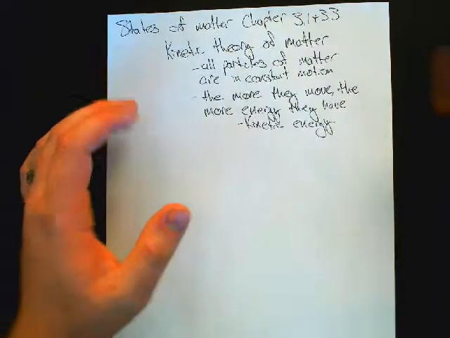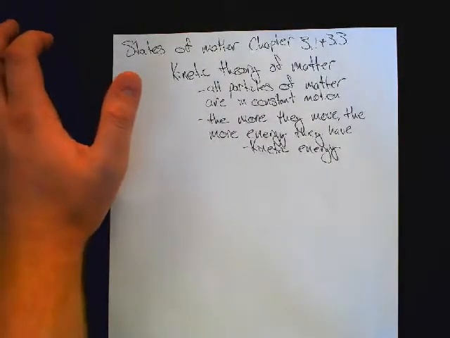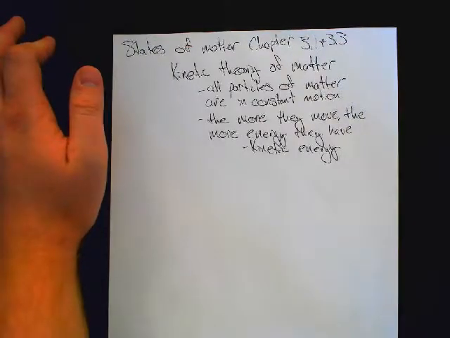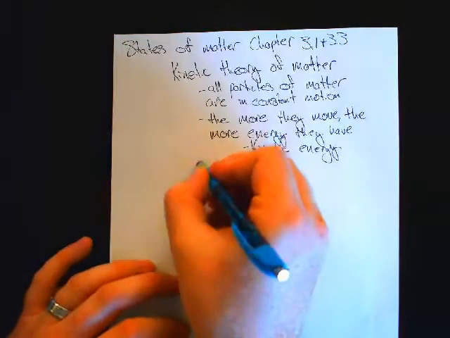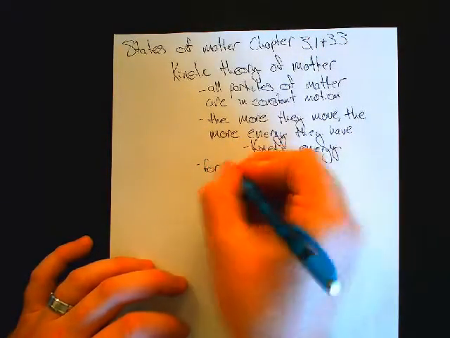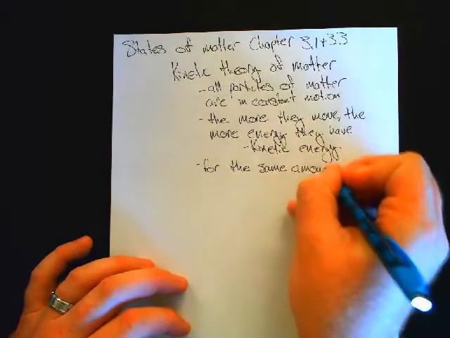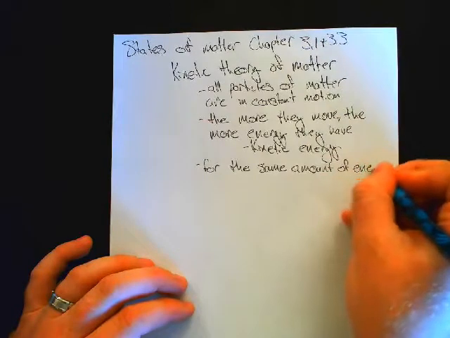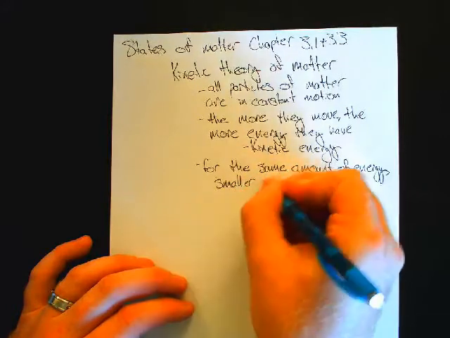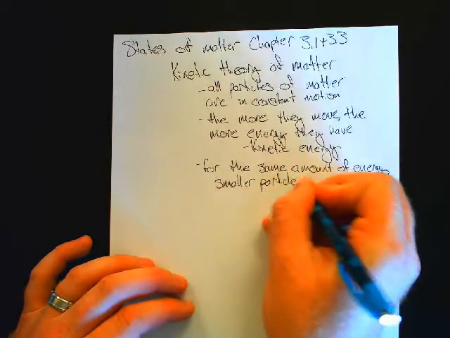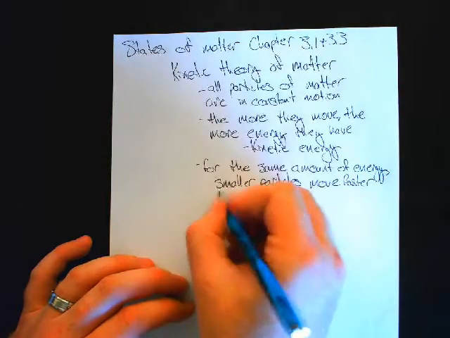Okay. The other piece to the kinetic theory of matter that we're going to make sure we've got in here is that at the same energy, smaller particles move faster than larger ones. For the same amount of energy, smaller particles move faster than larger ones.